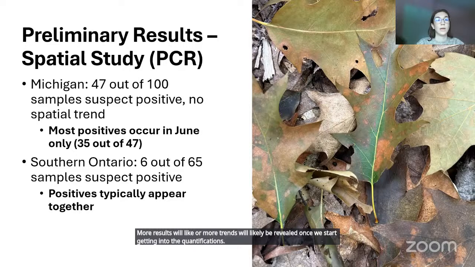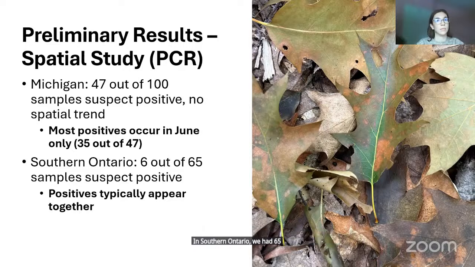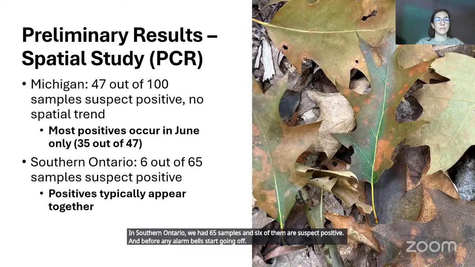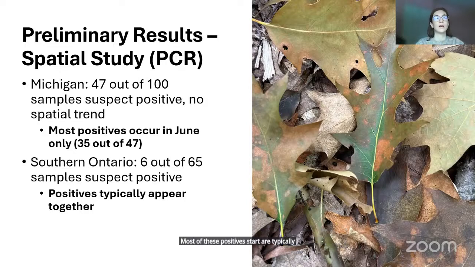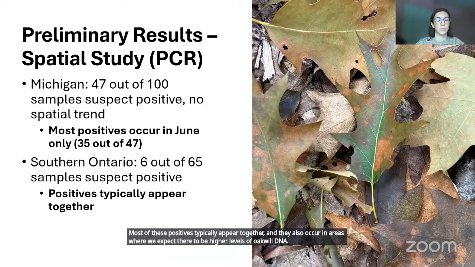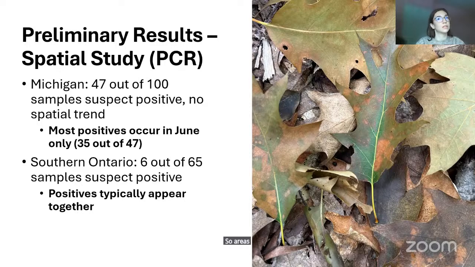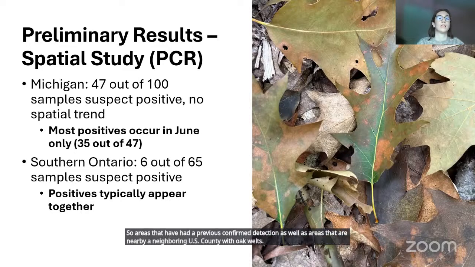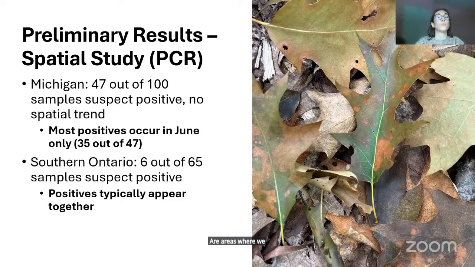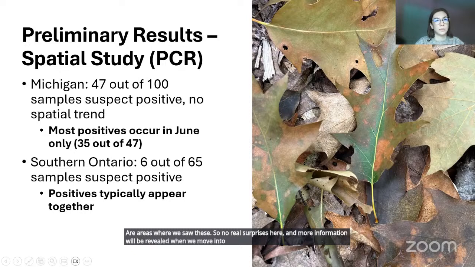In Southern Ontario, we had 65 samples and 6 of them are suspect positive. And before any alarm bells start going off, most of these positives typically appear together, and they also occur in areas where we expect there to be higher levels of oak wilt DNA. So areas that have had a previous confirmed detection, as well as areas that are nearby a neighboring US county with oak wilt, are areas where we saw these. So no real surprises here, and more information will be revealed when we move into the quantification stage.